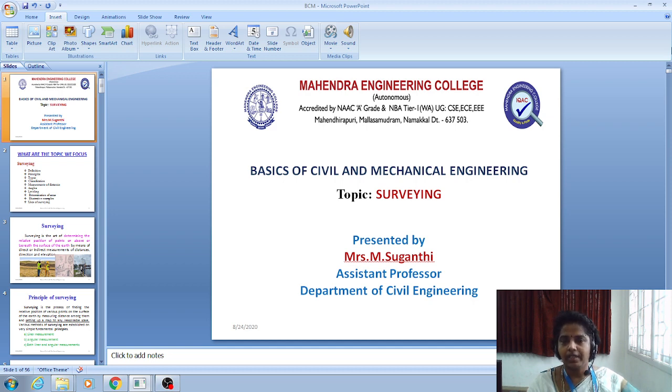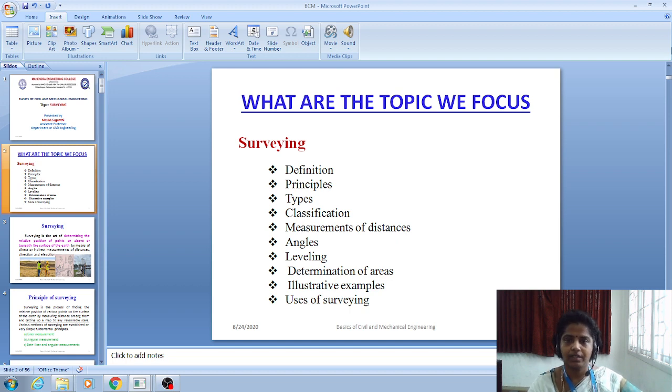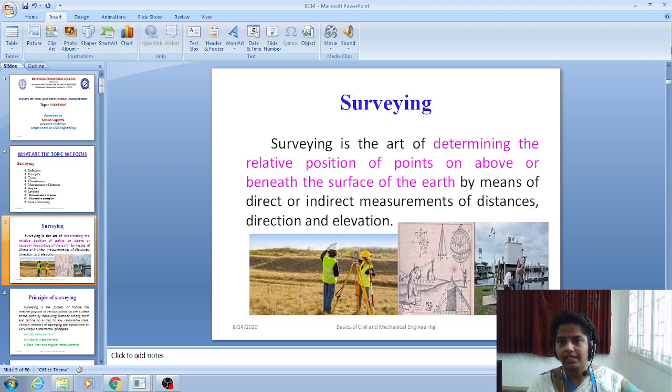Today my topic is Basics of Civil and Mechanical Engineering. The subtitle is Surveying. Today we discuss surveying. What are the surveying topics we include? First is the definition, next principles, types, classification, measurements of distance, angles, leveling, determination of areas, related examples, and finally uses of surveying. Okay, first we see the definitions.